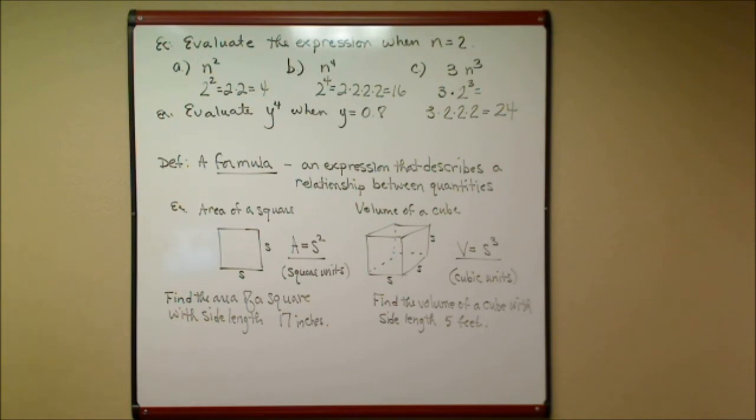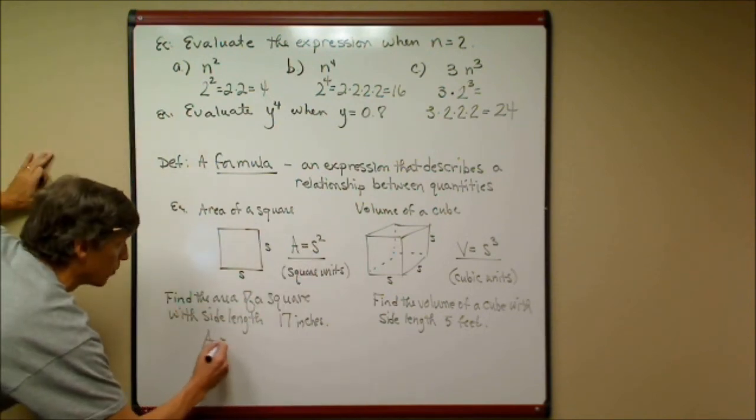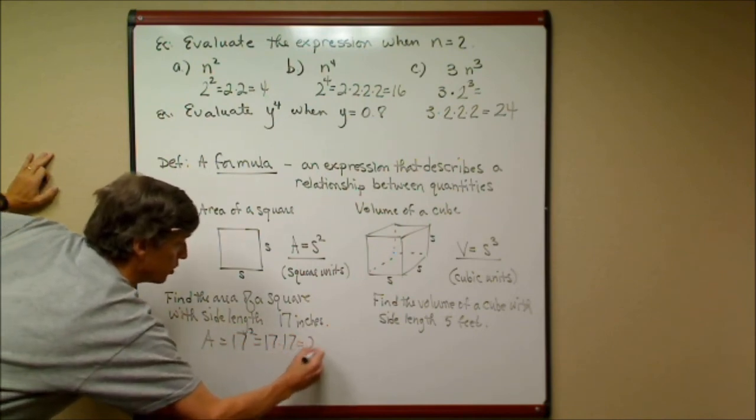So I have a couple of quick examples here. You're to find the area of a square with side length 17. So I'm going to substitute the 17 into there. I get area equals 17 raised to the second power. 17 times 17 is 289.